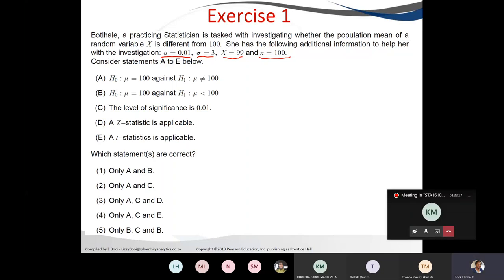Is A correct how they stated it? The null hypothesis should be equal to 100 against the alternative that is not equal. Is this correct? I'll say it's correct. Yes, this is correct. Number two. Is the statement correct based on the information that we just read? Is B correct?